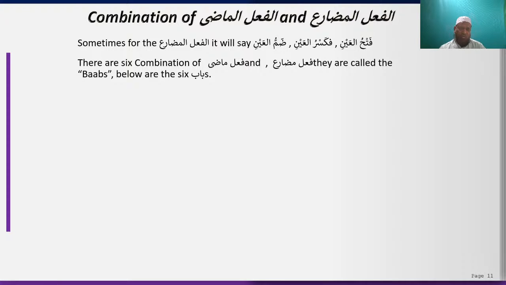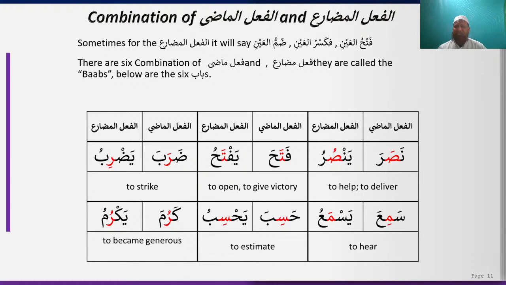Or if you want to follow the first rule in the dictionary, it will say فتح العين for ماضي and for فعل مضارع, كسر العين ماضي or for فعل مضارع, ضم العين ماضي or for فعل مضارع. There's another way. There are 6 combinations of الفعل الماضي and الفعل المضارع. They are called the babs. Below are the 6 babs. So let's look at those 6 babs.